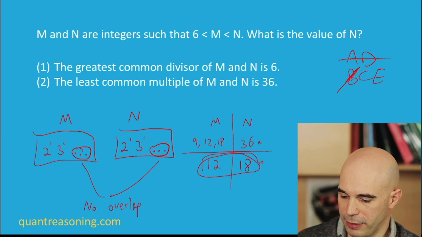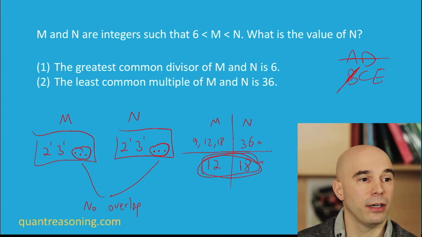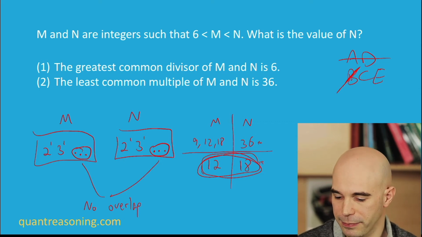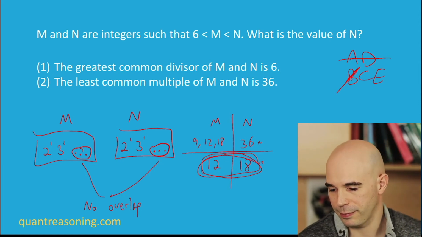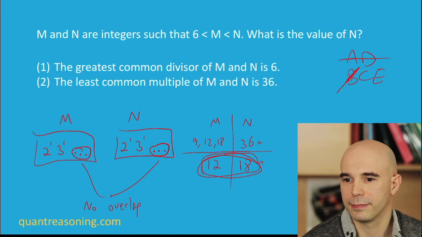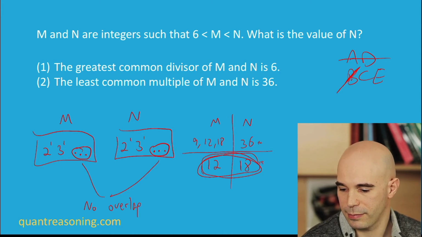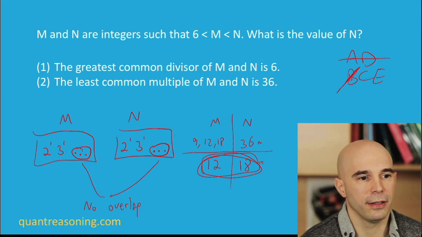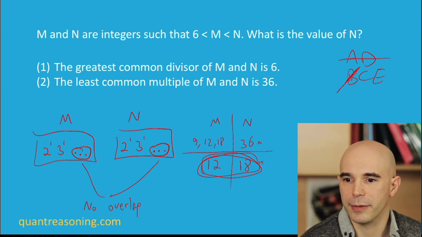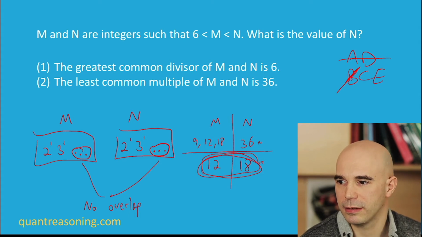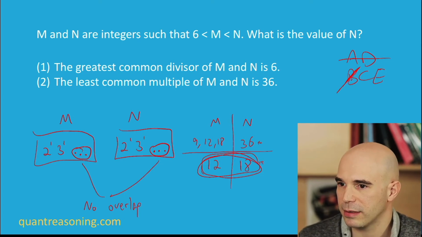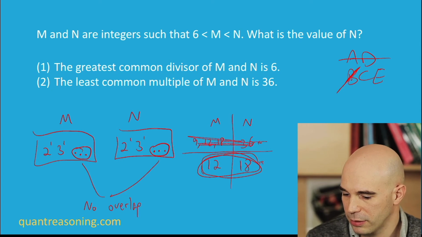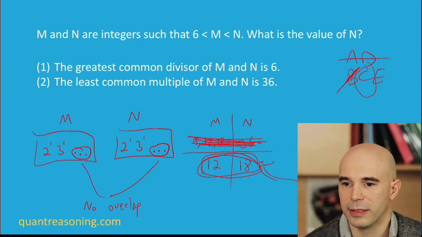Yes. This one definitely still works, right? The greatest common divisor of 12 and 18 is 6. What's the greatest common factor of 9 and 36? 9. And what's the greatest common factor of 12 and 36? 12. And what's the greatest common factor of 18 and 36? 18. But statement 1 told us that the greatest common factor of m and n is 6. None of those works for statement 1, leaving us with only one possibility, meaning the correct answer is C.